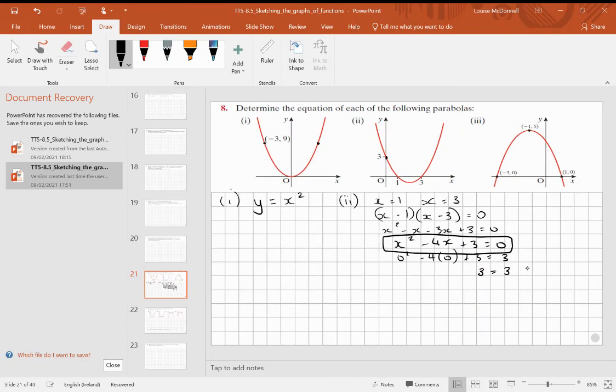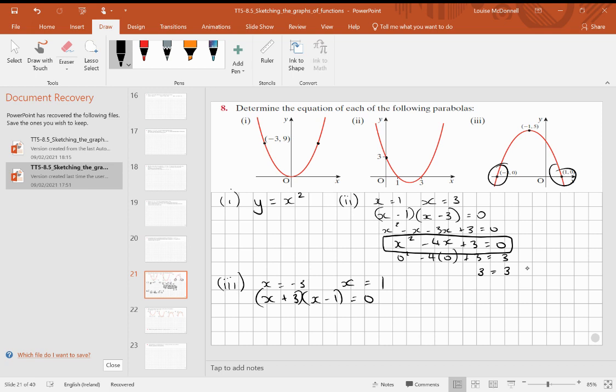So in the third part then, we have a negative parabola. Straight away we know that it's going to be a negative x squared. We can also see its roots are at x equals -3 and x equals +1. So change those to factors. That's going to go to x plus 3 and x minus 1, equals 0.